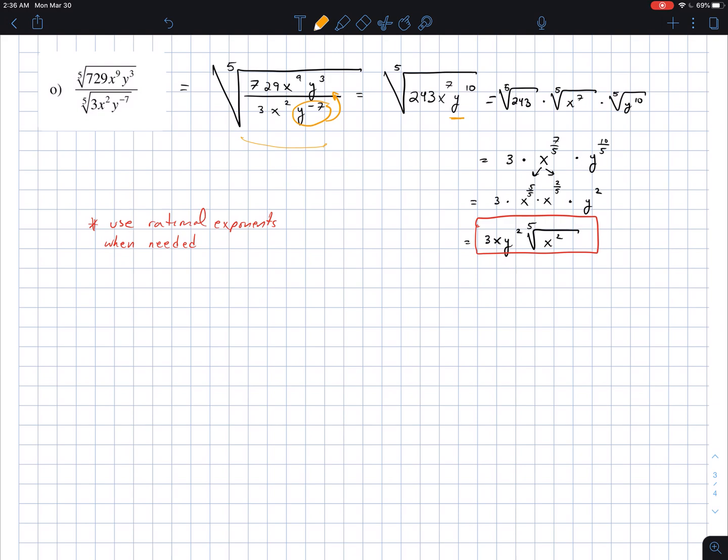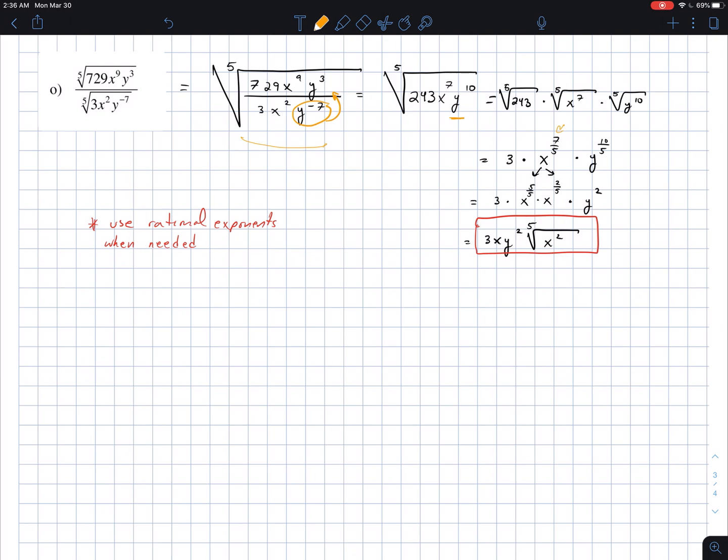After simplifying, I did 729 divided by 3. I did x to the 9th divided by x squared. That gave me x to the 7th. And then I combined the y's to give me y to the 10th. Taking the fifth root of 243 gives me 3. Taking the fifth root of x to the 7th, I broke that down down here. And hopefully you see the logic, but give me a second. And then times the fifth root of y to the 10th.